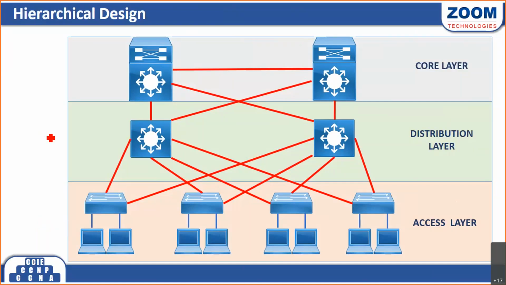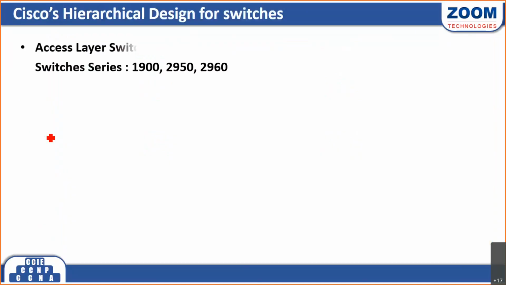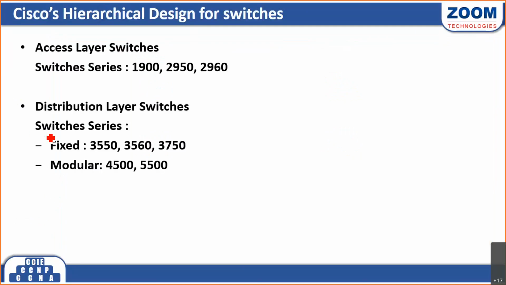Then how can you find out which is access layer and which is distribution layer? Means series, model numbers. Like 1900, 2950, 2960 are access layer switches. Distribution layer switches are 3550, 3560. These are all distribution layer switches. The core layer switch is 6500.